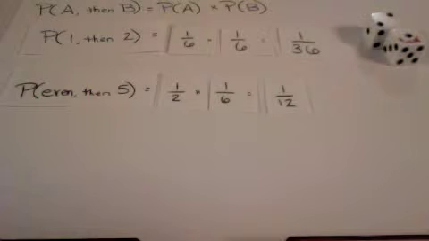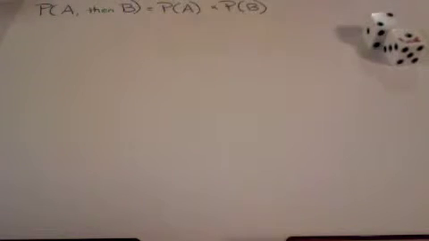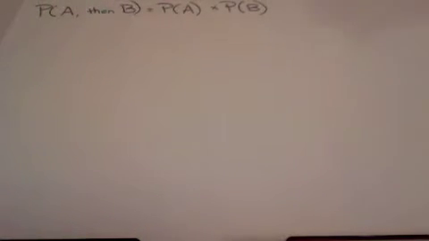So the probability of rolling an even number on the first die and a 5 on the second is 1 out of 12. So those were both independent events. The 2 dice did not affect each other. Now let's take a look at dependent events. Dependent events are events where the first one affects the second.